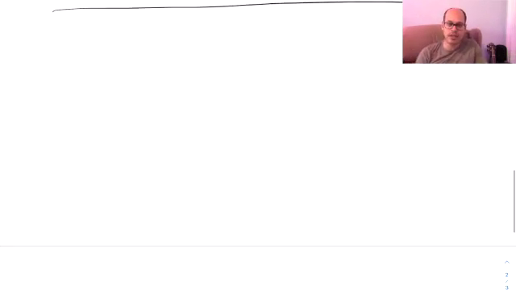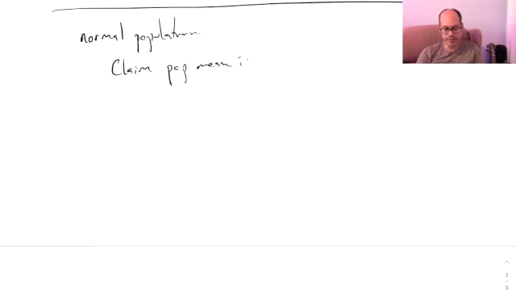Okay, so let's take a look at an example. Suppose there's some population, maybe lengths of screws in a box or something like that, but we're going to assume that it's normally distributed. So, a normal population. And somebody gives us a claim about what the mean is in that population. The claim is that the population mean is 20. Okay, so 20 millimeters is the typical length of one of these screws, they claim. And we want to test that.